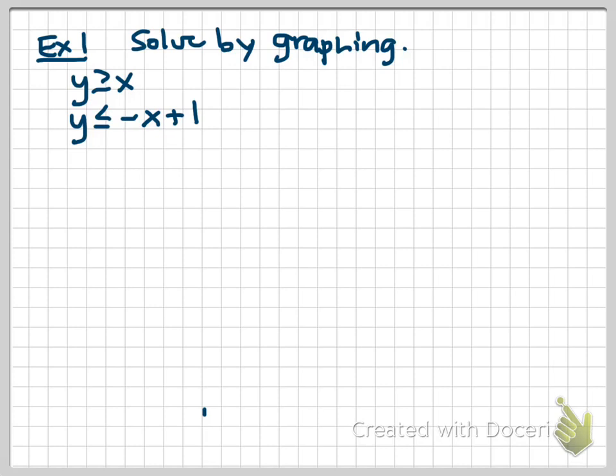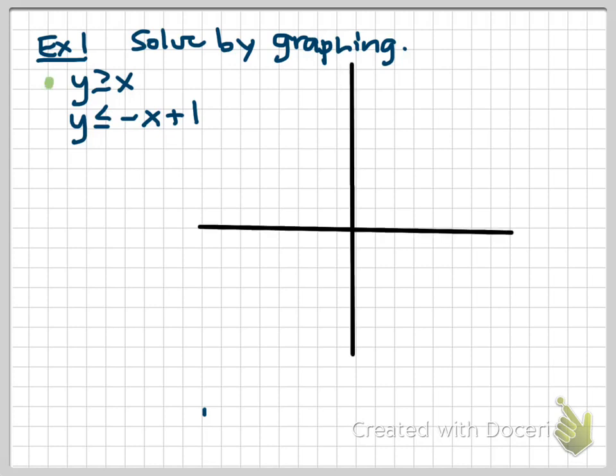Okay, example 1, solved by graphing. So this is an intersection of 2 different shades. The first line is y is greater than or equal to x, and the second one is y is less than or equal to negative x plus 1. So we're going to graph one line in one color and the second line in another color.